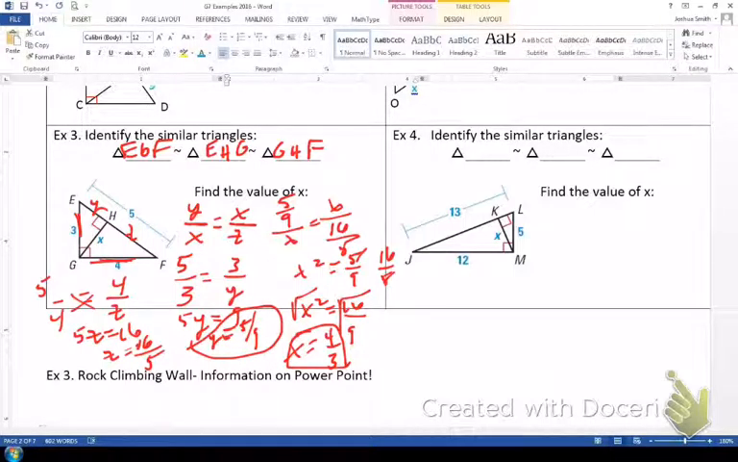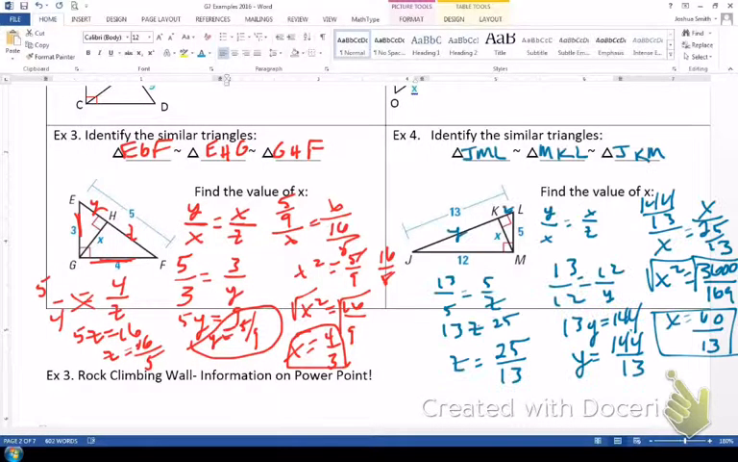Hopefully that makes enough sense. Try setting up this last example, example number 4. Stop the video, see if you can come up with x, and then start it back up and see how you do. Okay, so this should be what you got. So x should be 60 over 13.